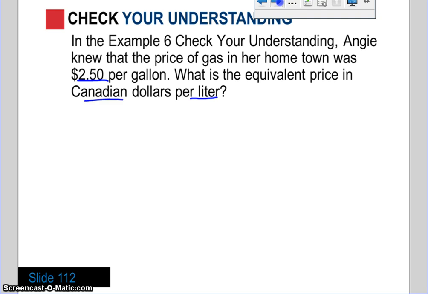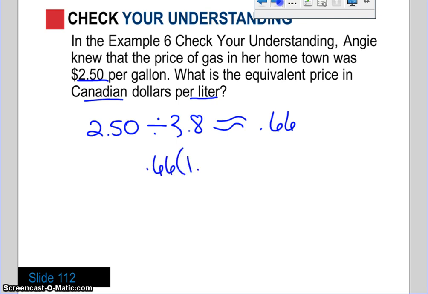So we've got to do two conversions here. First thing we're going to do is take our $2.50 per gallon and convert that over to liters by dividing by 3.8. And we get about 66 cents in there. We're then going to take that and multiply by that Canadian rate, which was 1.07, and we find that it's about 70 cents per liter in Canada. And we're done with this lesson.